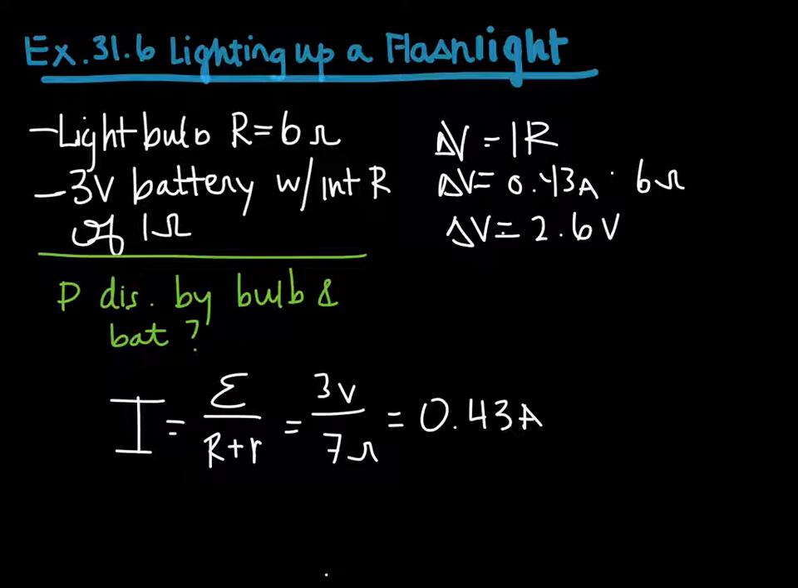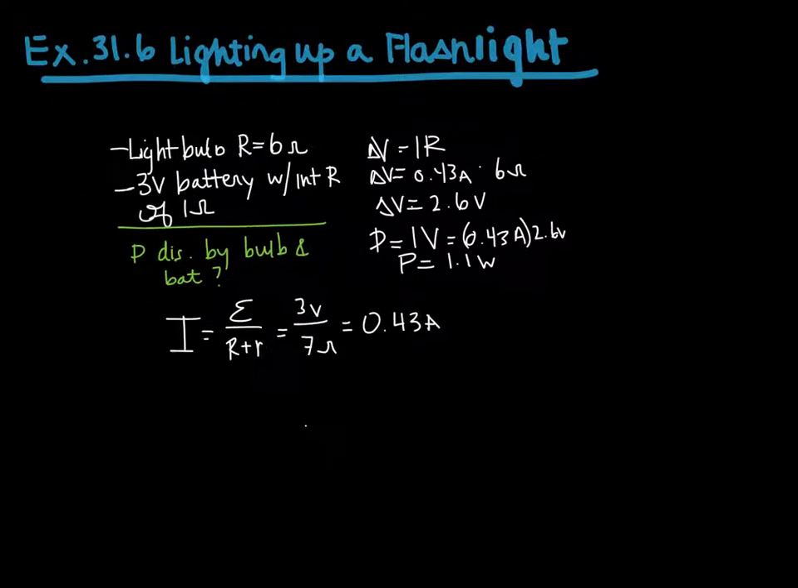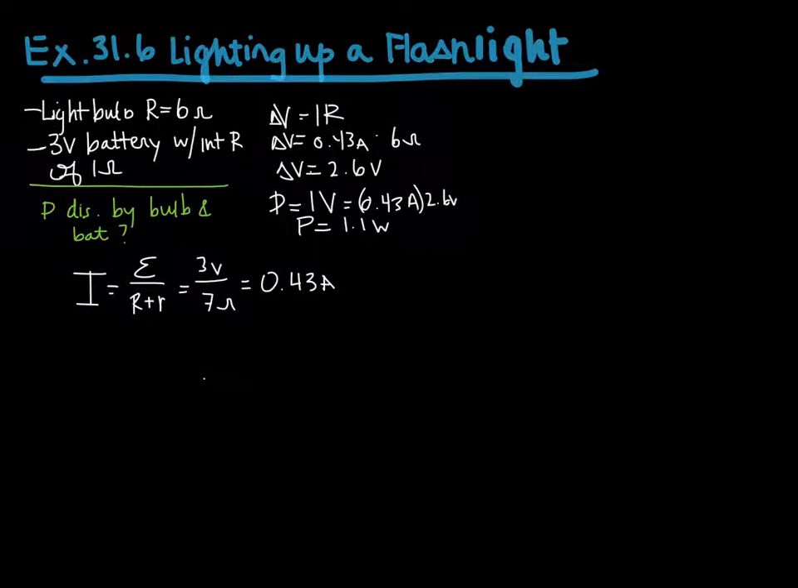So now, if we use that 2.6 volts for the potential drop across the resistor, the power output by the resistor is just simply I times V. And so we have our current, again, of 0.43 amps, and the potential of 2.6 volts should give us a power output, check it out, of 1.1 watts. So now we want to take a look at what the battery is actually putting out.